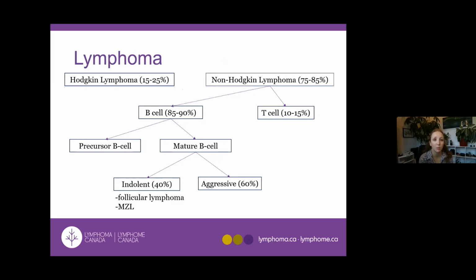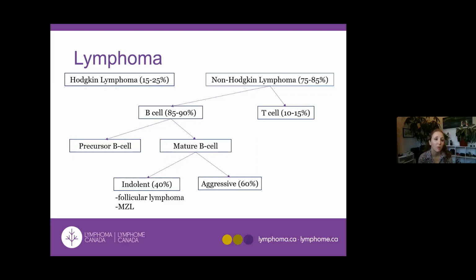So when we look at the landscape of lymphoma, we know that this makes up 40% of new hematologic malignancies each year. You can see more commonly we have non-Hodgkin lymphoma, and within that B-cell is more common than T-cell. We'll talk about precursor versus mature B-cell when we understand how lymphoma develops. Within mature B-cell, there are both indolent and aggressive lymphomas, and marginal zone lymphoma is the second most common type of indolent B-cell lymphoma.